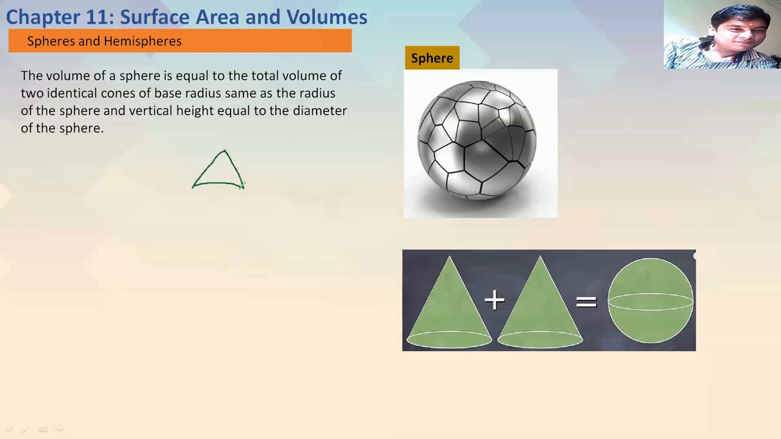Sir, surface area into length of base. My bad, area of base. Yeah, that is fine. 1/3 pi r square h, that is the formula for volume. I'm not talking about that. I'm talking about how it is that the volume of a cone is 1/3 pi r square h.